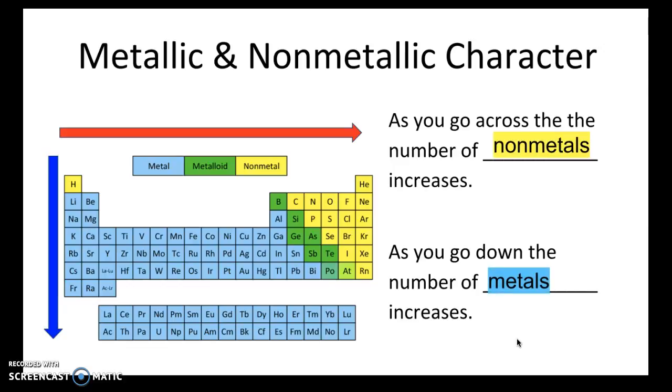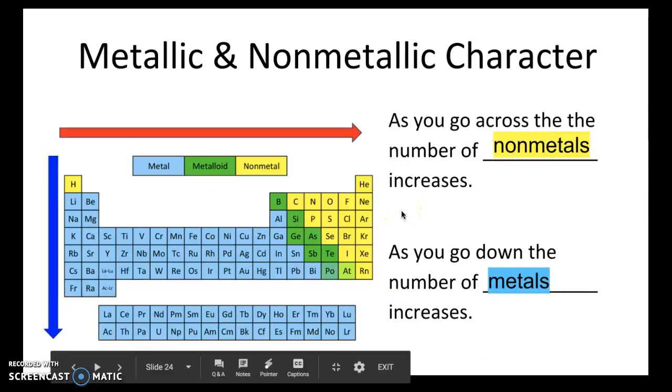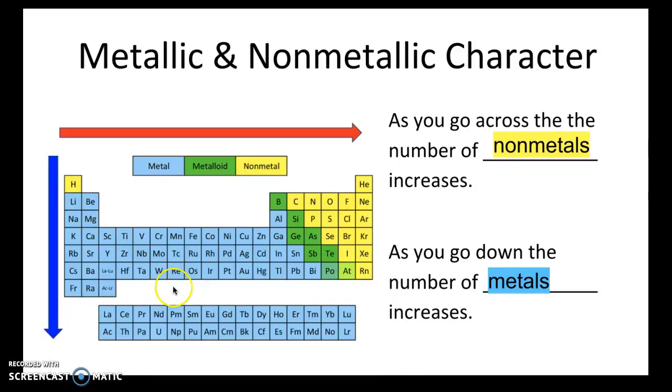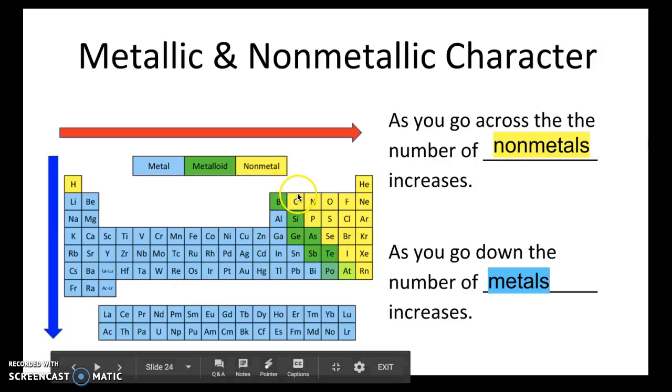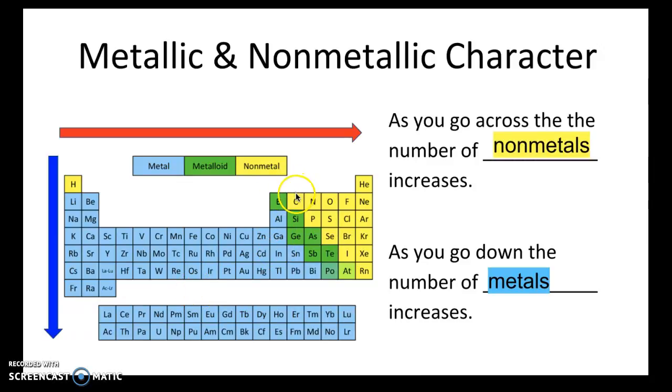Great, so as you go across, the number of non-metals increases, and you can see most of the metals are on the left-hand side, and most of the non-metals are on the right-hand side. And as you go down, the number of metals increases. So especially if you look at something like group 14, it's very clear to see at the top you have one non-metal, and at the bottom you have two metals. So the idea being that most of our metals are going to be on the left side and down, and most of the non-metals are going to be on the right side and up.